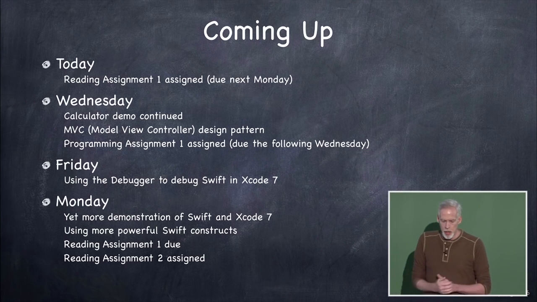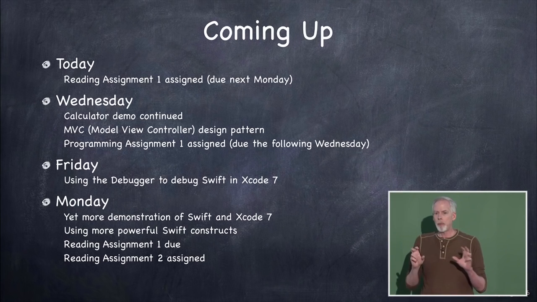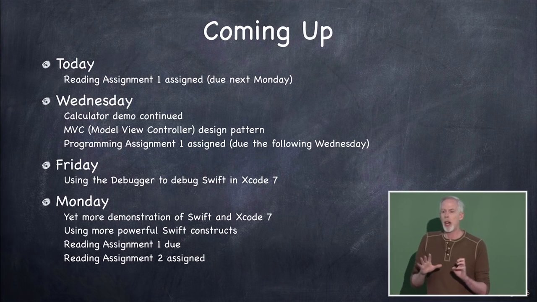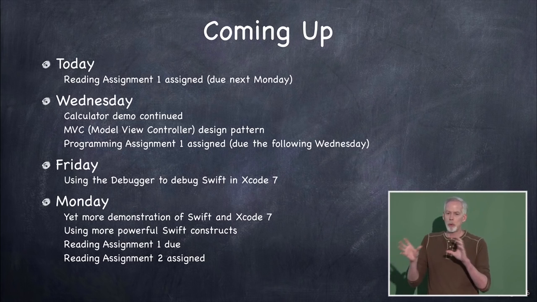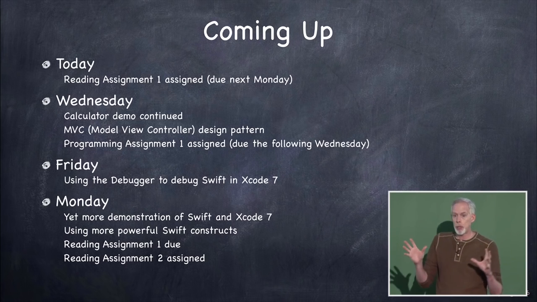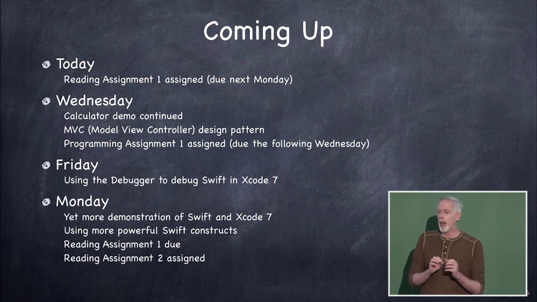On Friday, we have an optional section, room and time to be determined, probably around 1 o'clock. I'm not sure where. Each Friday, sometimes we'll have these sections, sometimes not, and it's optional. You don't have to show up if you don't want to, but it's going to be pretty valuable information. This Friday is how to use the debugger, which, as you can imagine, is pretty valuable.